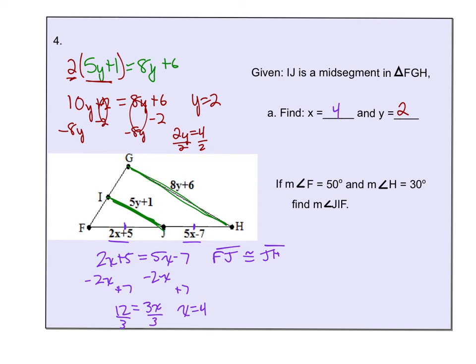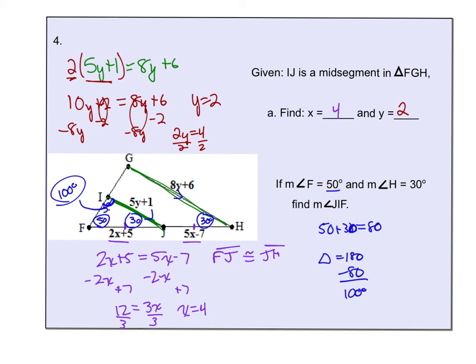So now let's take a look down here. F is 50 degrees. H is 30 degrees. Find JIF. So find this angle right here. Remember these are parallel, so if this is 30, this is 30. So 50 and 30 make 80. If I know a triangle has to add up to 180, and I know those two make 80, that makes I 100 degrees. There's my answer.